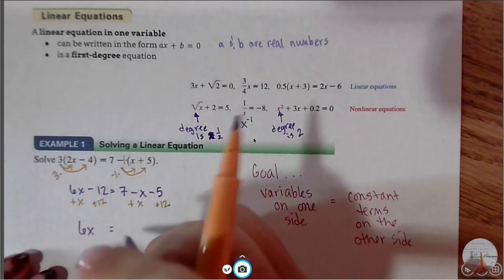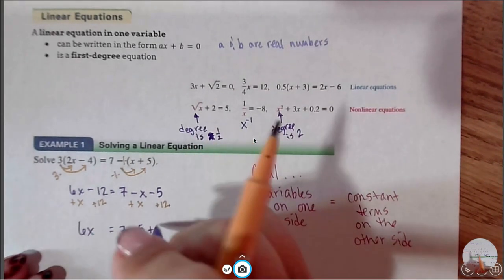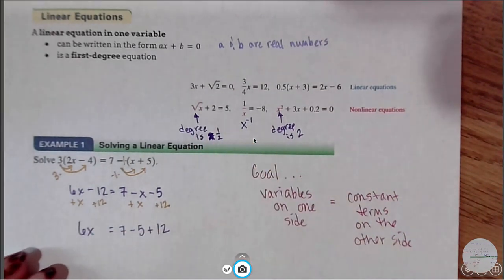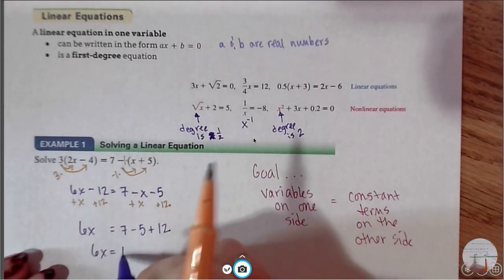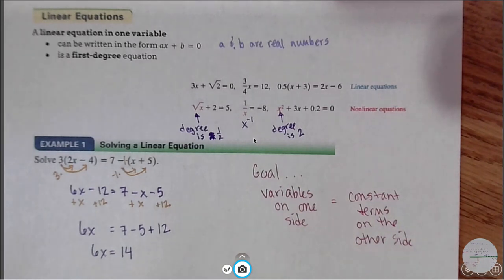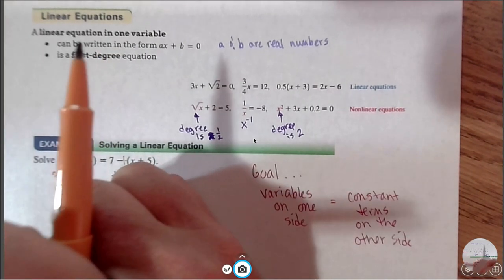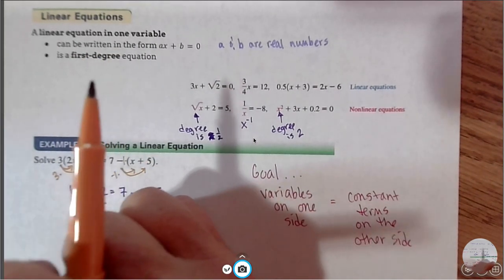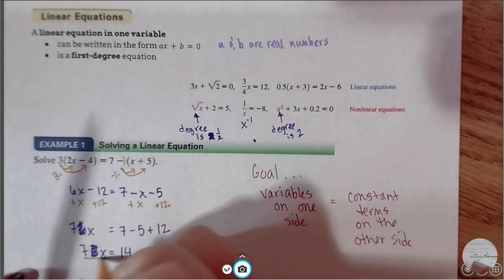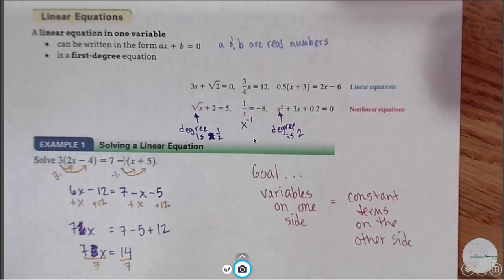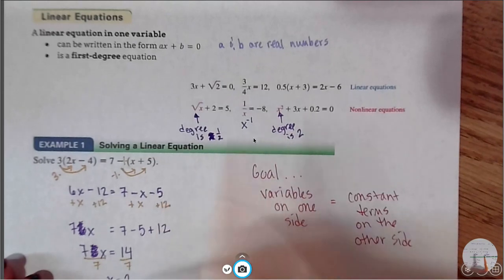So then I have 7 minus 5 plus 12. I'll combine all of those things together. So now I have 6x equals 14. And then I'm going to need, I think I added something wrong. Yeah, 6x plus x is 7x. This is what happens when I don't have people around telling me my mistakes. So I have 7x equals 14. And then I will divide both sides by 7, and I will get x equals 2.